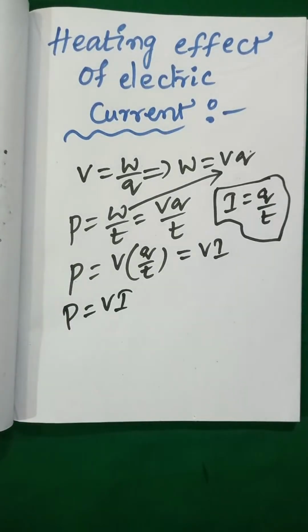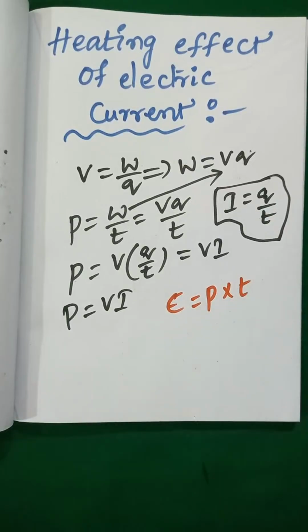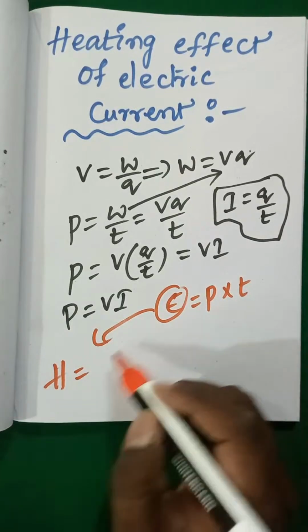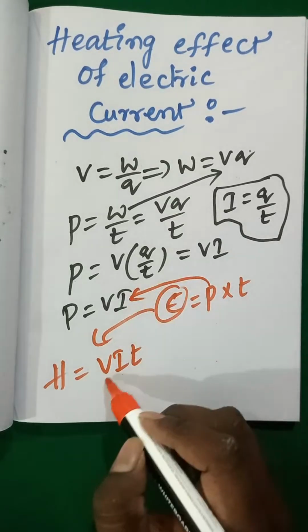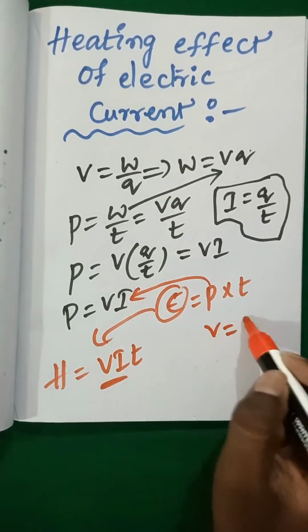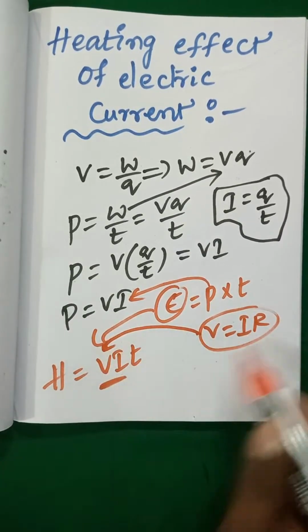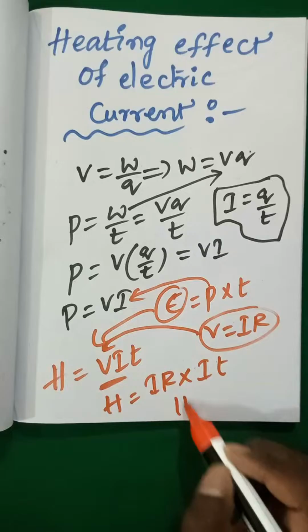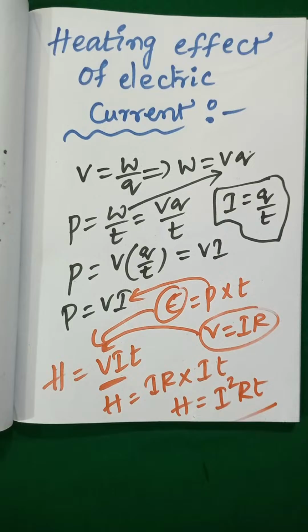Whatever energy is given to the conductor, E equals P into T, and that will become heat. So H equals VI into T, substituting VI in place of P. Now V equals IR, so in place of V I'm substituting IR. So H equals IR into I into T, and then you'll get I square RT.